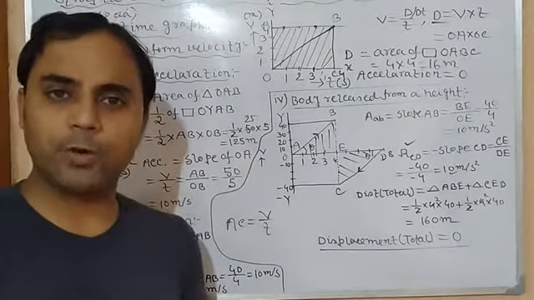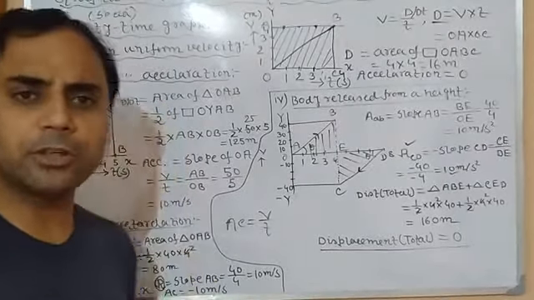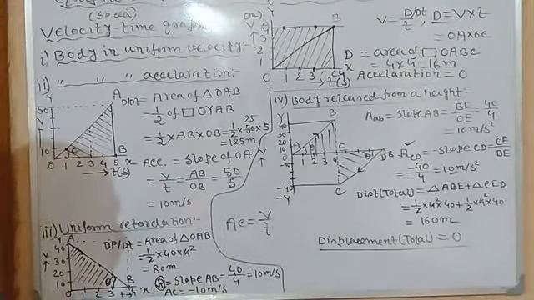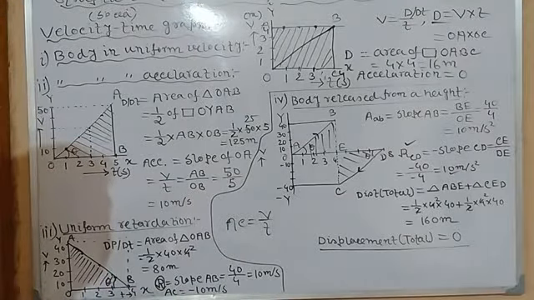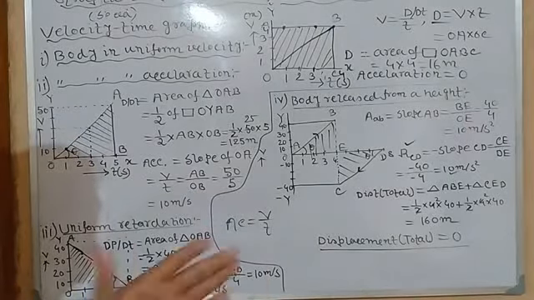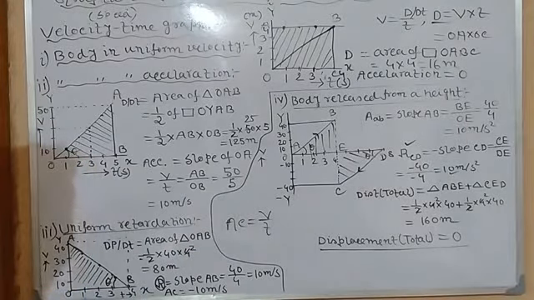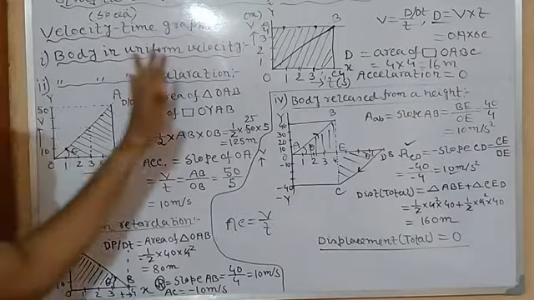So hello students, welcome once again. In the previous video, we saw the displacement or distance time graph, since one-dimensional motion takes place in a straight line. Now we will see, as I told, the velocity time graph.